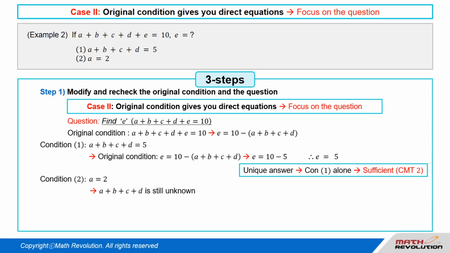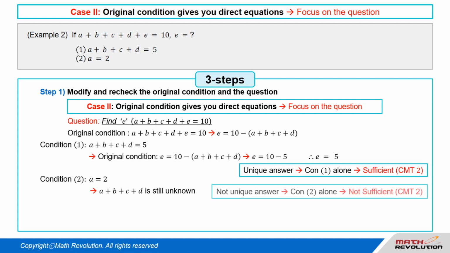Condition 2 tells us that A equals 2. We still do not know the unique value of A plus B plus C plus D. So, the condition is not sufficient by CMT2, which means that the number of answers must be 1. Condition 1 alone is sufficient, so A is the correct answer.